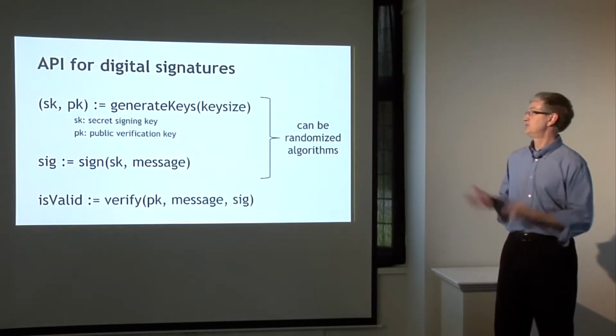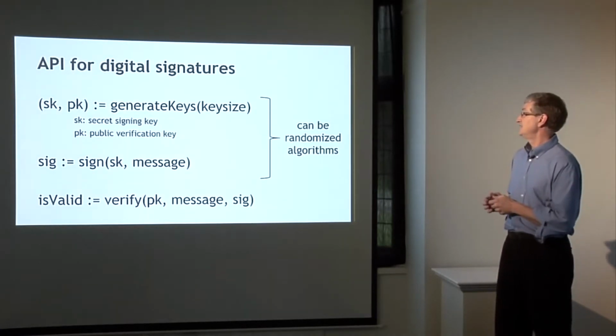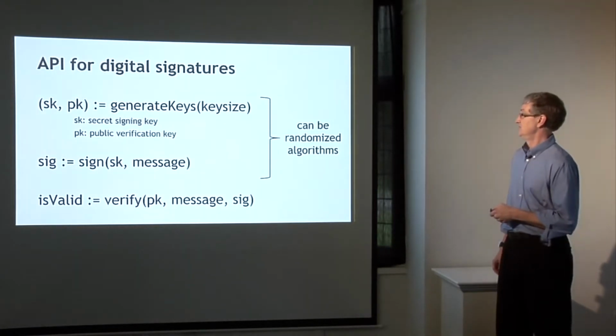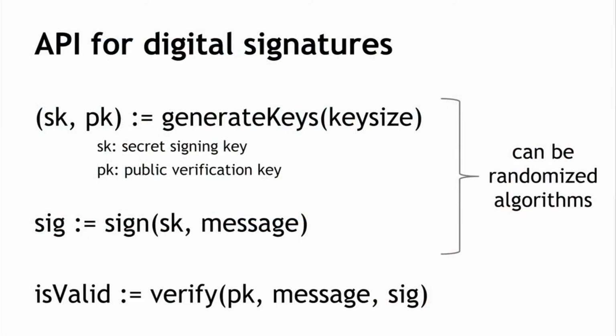So let's get into the nuts and bolts. Here's an API for digital signatures. There are three operations that we need to be able to do. The first one is that, in the beginning, we need to be able to generate keys. So we have a generate keys operation, and we tell it a key size: how big in bits should the keys be? And this produces two keys, SK and PK. SK will be a secret signing key. This is information you keep secret that you use for making your signature. And PK is a public verification key that you're going to give to everybody and that anybody can use to verify your signature when they see it.